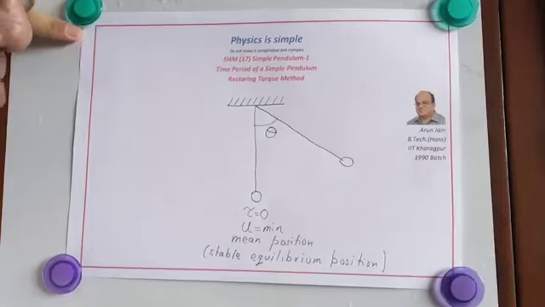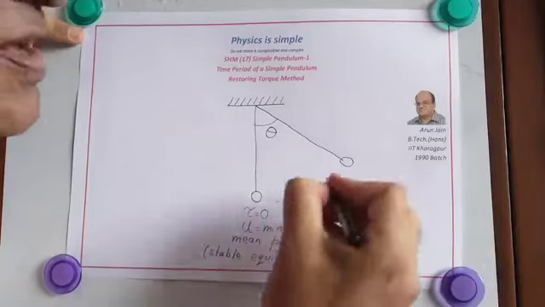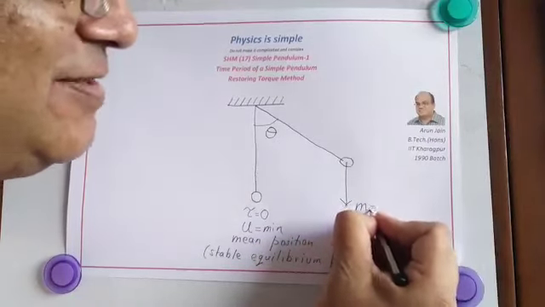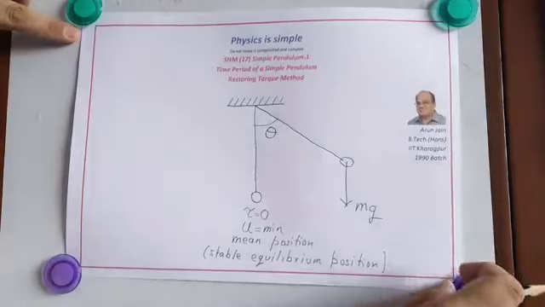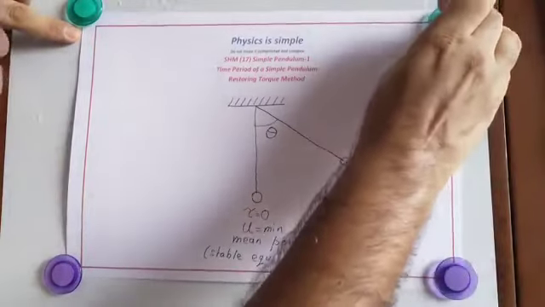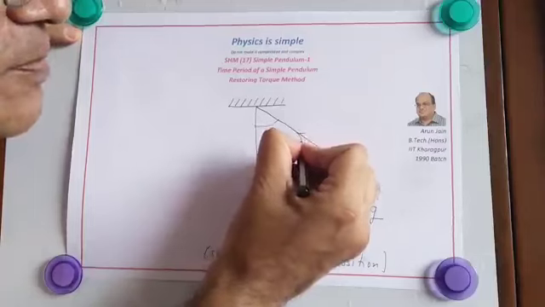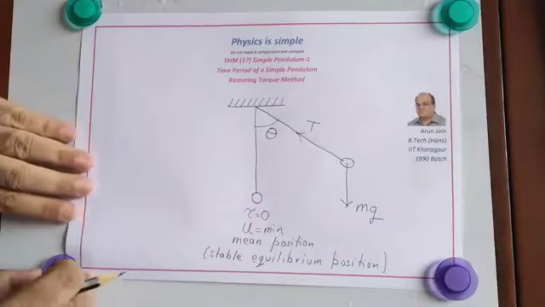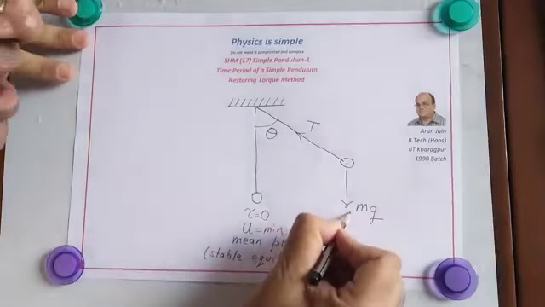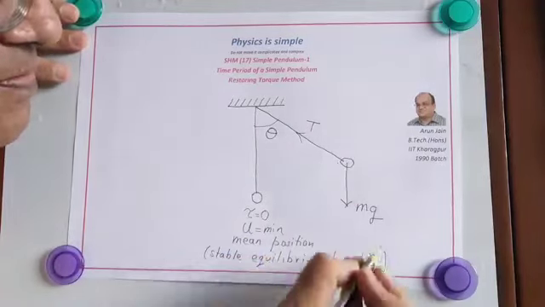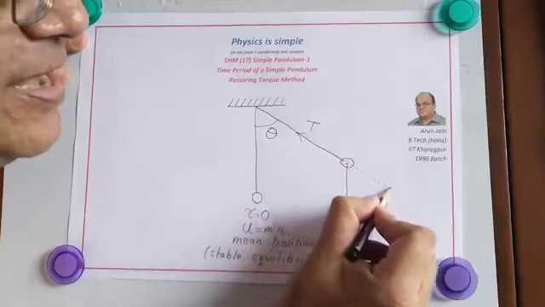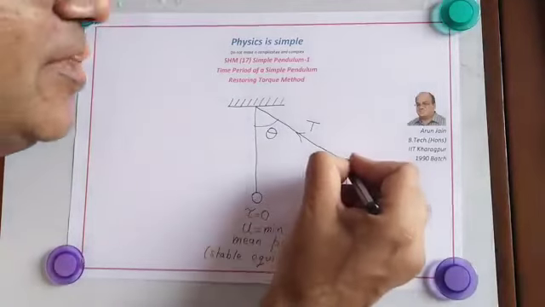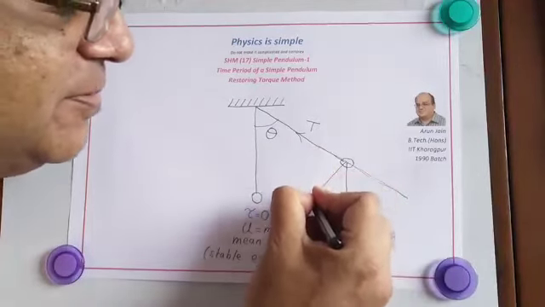Now at this position, the forces acting on the bob are its weight mg, which always acts vertically downwards, and tension, which always acts along the string away from the body under consideration. Now we can resolve this mg into two components. One will be in this direction, opposite to the string. Another will be this tangential component.